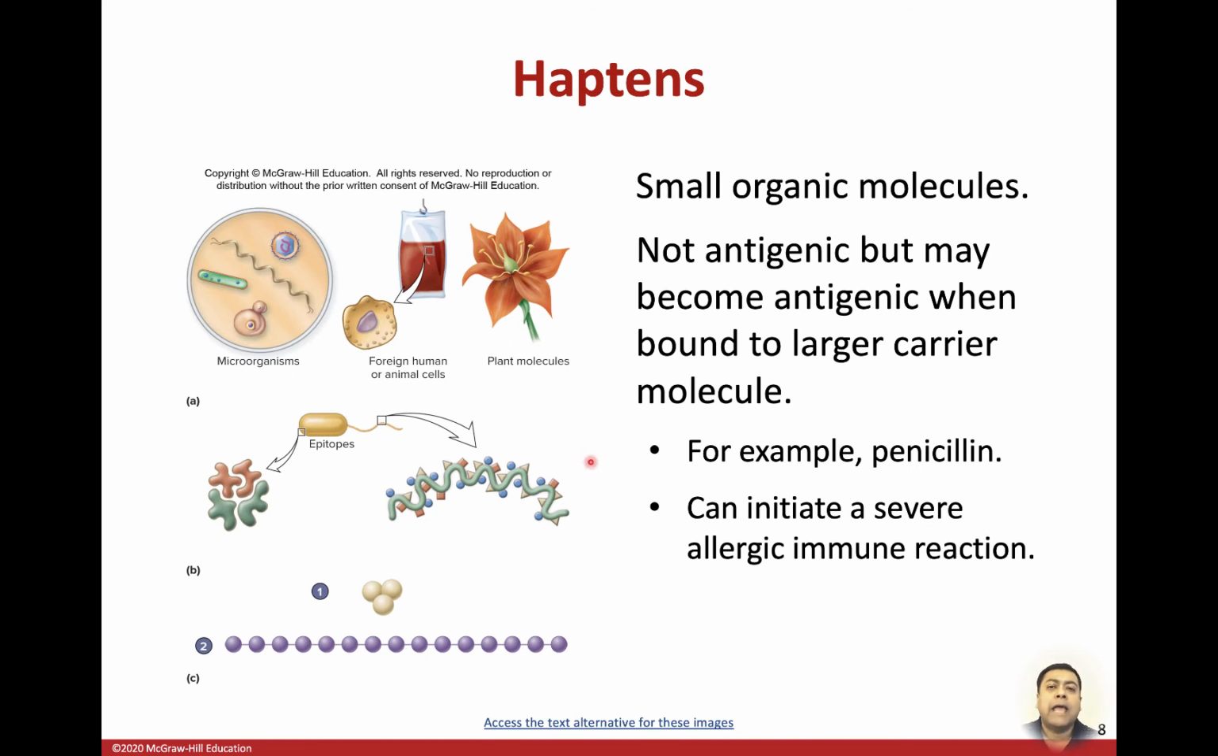Then we are going to talk about haptens. These are small organic molecules, and by themselves they are not antigenic, but sometimes they become antigenic when bound to larger carrier molecules, which are usually your own proteins. For example, penicillin does not give any reaction in most people, but there are some people who are allergic to penicillin. When we say allergic to penicillin, we mean that if the person is given an injection of penicillin or takes oral penicillin, they will have an immune reaction, an allergic reaction. An allergic reaction is an immune reaction.